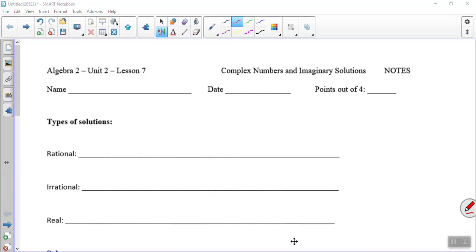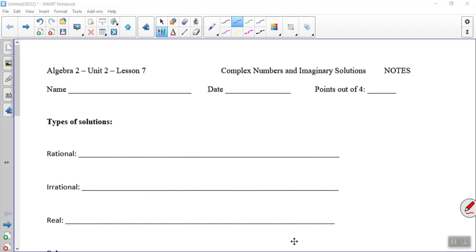Hello, this is Algebra 2, Unit 2, Lesson 7 notes. We're looking at complex numbers and imaginary solutions. So last time we looked at how to figure out how many imaginary solutions you're going to have or how many real solutions. So what we're doing today is figuring out what those solutions look like and how to find them.